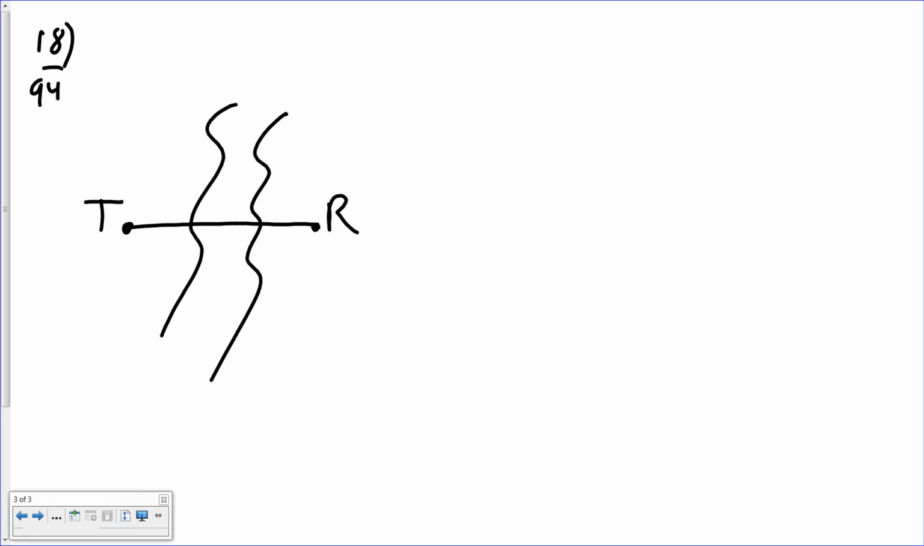Due west. First sentence is done. From a stake 21 yards north of the rock. From a stake 21 yards north. So now I know that that's going to be a right angle. You got west to north. 21 yards.